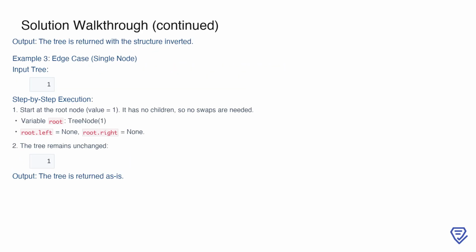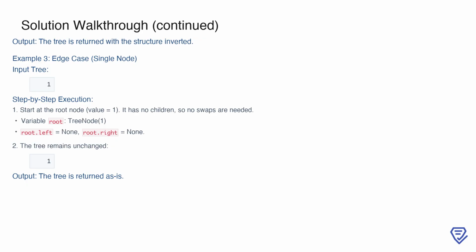Now, let's examine an edge case where the tree contains only a single node. The input tree consists of just the root node, which has the value 1. Since this node has no children, there are no swaps needed. The left and right references for this node remain as none.